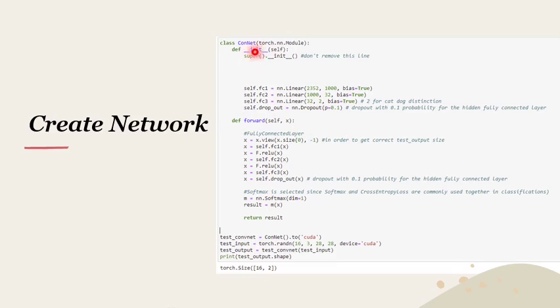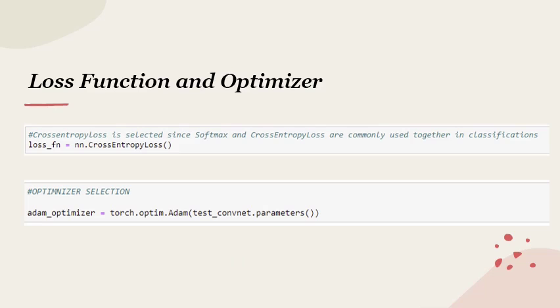This is the initialization of the network, and this is the forward step of the network. As you can see here, we have linear functions and also a ReLU. At the end of this part, you can see a mock test input to see the output of the network. Here we select our loss function and optimizer. The loss is cross entropy loss, which is common to use with a softmax function at the end of the network, and our optimizer is the Adam optimizer.